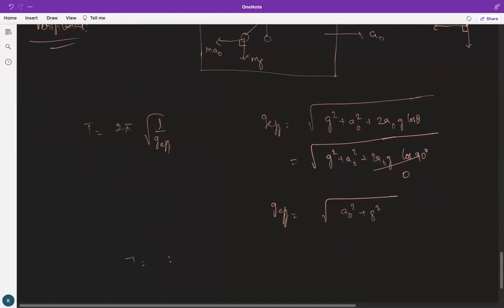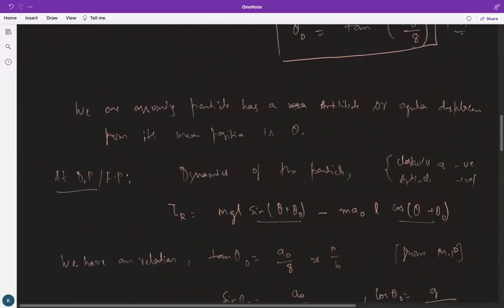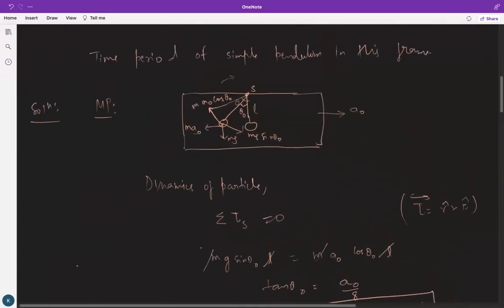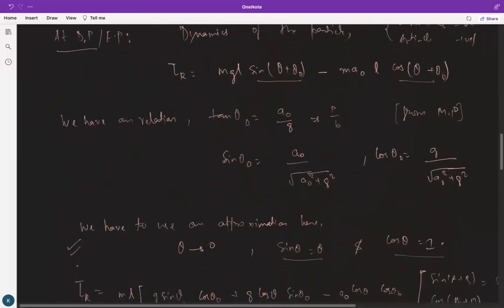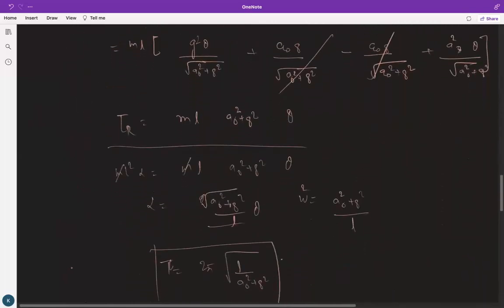So we can directly say our time period is 2 pi root under L by root of A naught square plus G square. So this we can calculate in just 2 or 3 lines, whereas if we solve it via the other method, it will take lots of approximation and lots of calculation as well.